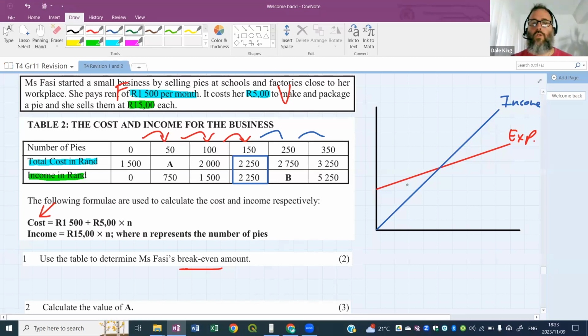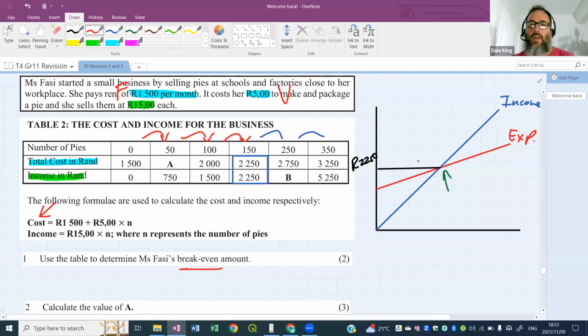And where these two cross each other over here is the break-even point. So sometimes I'll ask you on a graph to point it out, and sometimes I'll do it in a table. But you guys know that at this point here, and you can read off a Rand value, we read off the table 2250, the business will break even.